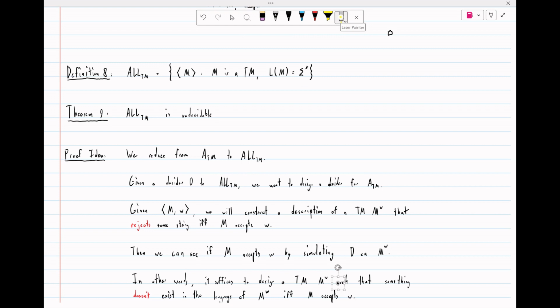And now we're really close to what we want, right? Because what we wanted to show was that all PDA was undecidable.